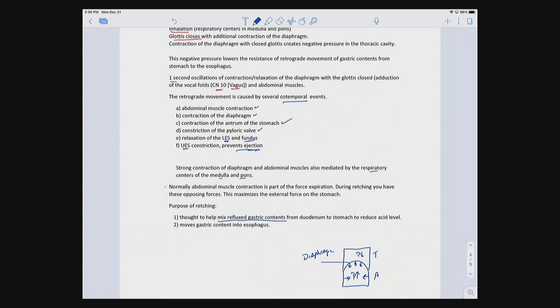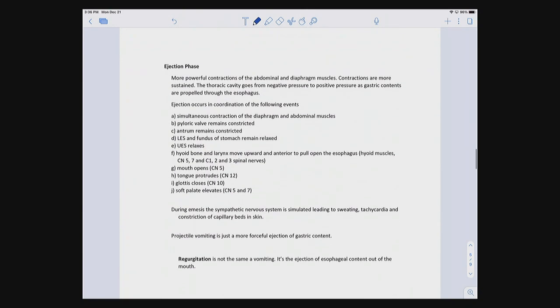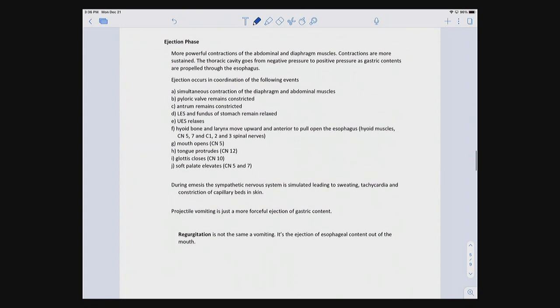And the other possible function of the retching is moving the gastric contents into the esophagus. Again, remember, the upper esophageal sphincter is really clamping down, not allowing anything to leave. So this is a mixing type of event. Then you transition from retching to the final stage, which we call the ejection phase, and this is going to propel the contents of the stomach out the mouth.